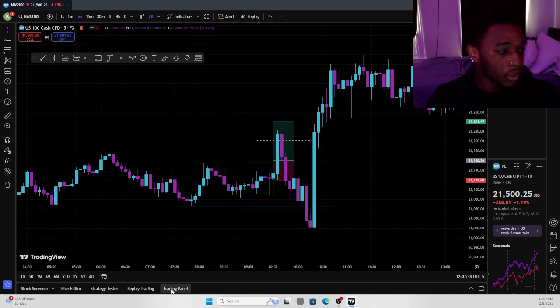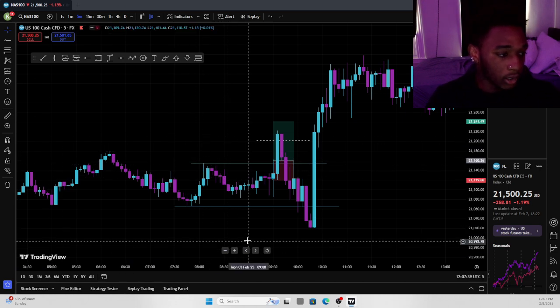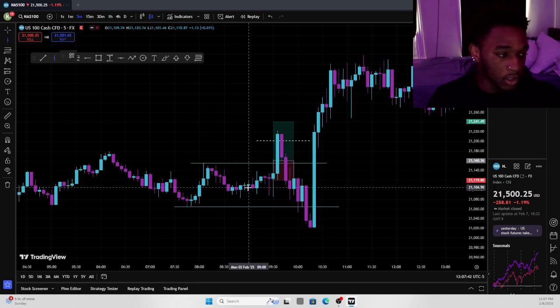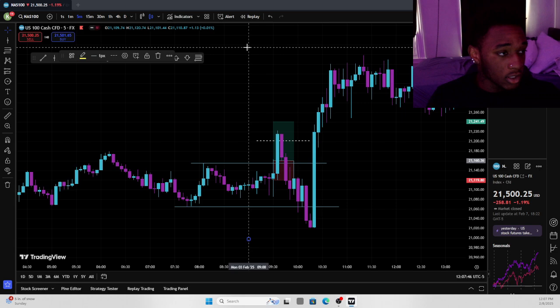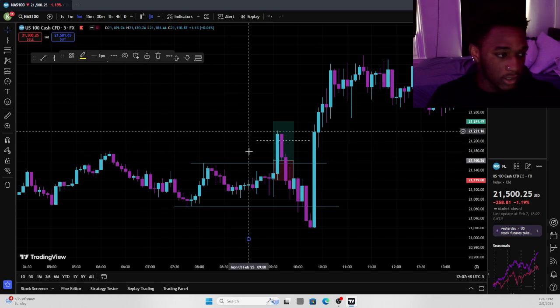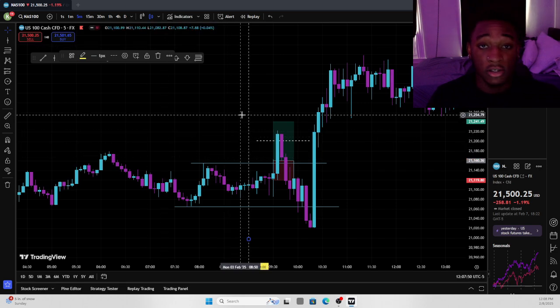Normally every single day I come into the market at 9 a.m., right? So I'm going to mark up the 9 a.m. candle, just so you guys know where I came into the market. As you can see on this yellow vertical line right here, that's the 9 a.m. candle. So that's when I came into the market.